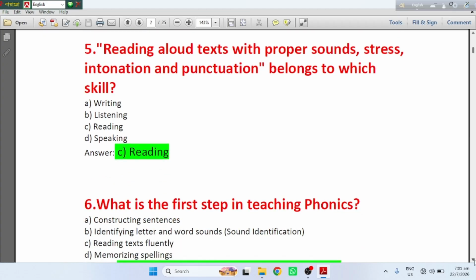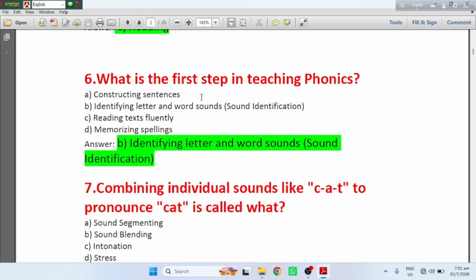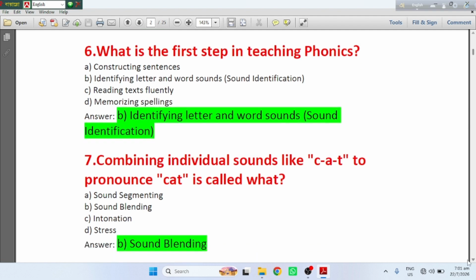Reading. 6. What is the first step in teaching phonics? Identifying letter and word sounds, sound identification.